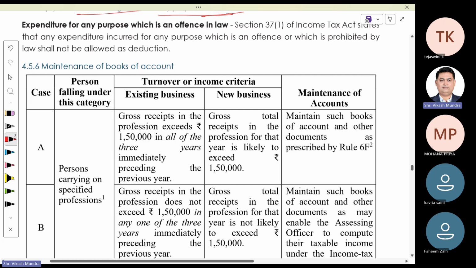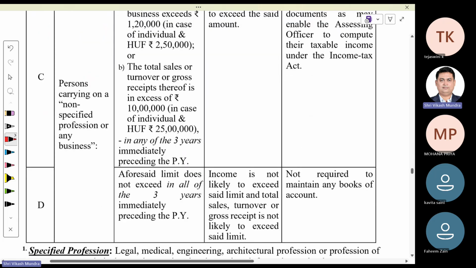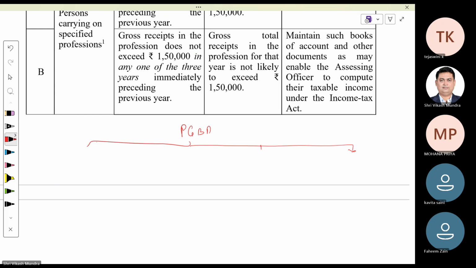Now comes to which books of accounts we are required to maintain. It depends on the person. Suppose you are a person with profit under the head PGBP. If you have profit under the head PGBP, then the Income Tax Act suggests there may be four categories of the person. Rather than four, first of all we are making it two: professional person or business.